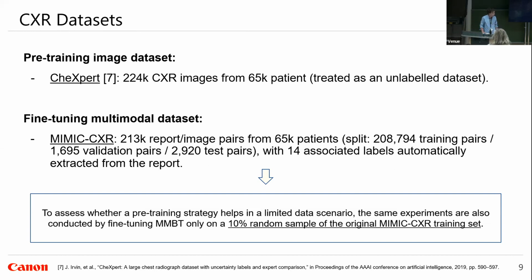And it also has the 14 labels that I already described before, associated with each image, and these are automatically extracted from the report. And as I said, we also consider the same experiments by reducing the training set to 10% of the original.